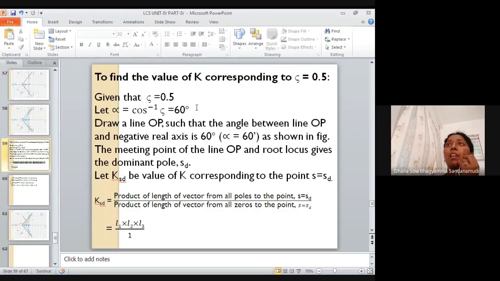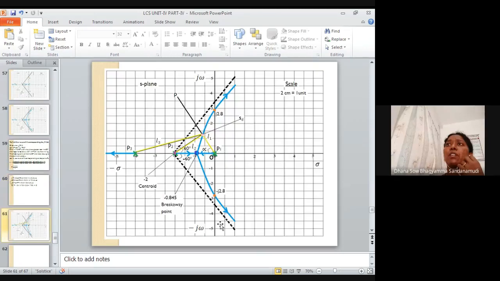Now draw a line OP such that the angle between the line OP and the negative real axis is 60 degrees. In your graph, consider this is O, the origin. From the origin, on the negative real axis, this is your negative real axis, isn't it? On the negative real axis, draw an angle of 60 degrees. So this OP will give the angle of 60 degrees on the negative real axis, the alpha value.